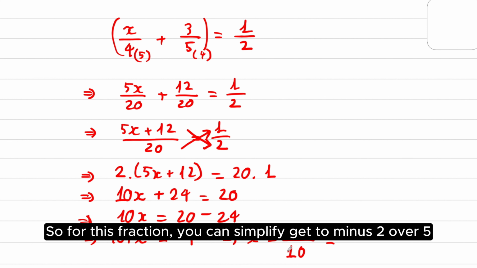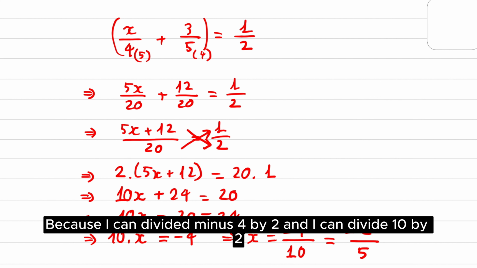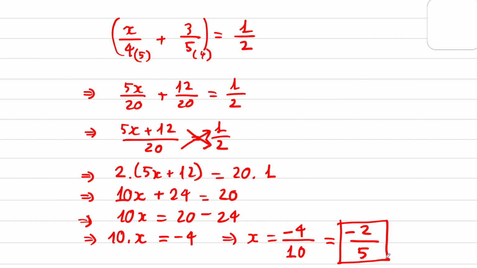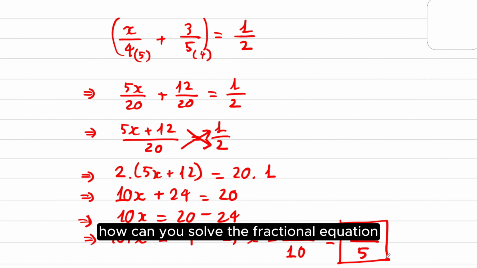So for this fraction, you can simplify it to minus 2 over 5, because I can divide minus 4 by 2 and I can divide 10 by 2. So I have minus 2 over 5 as my final answer for this question. Yeah, it's okay. So that is the way you can solve a fractional equation.